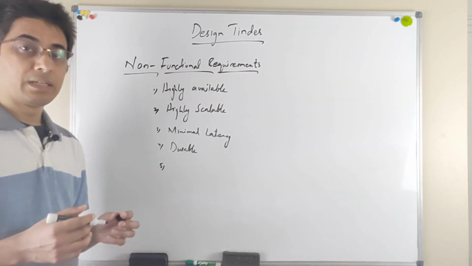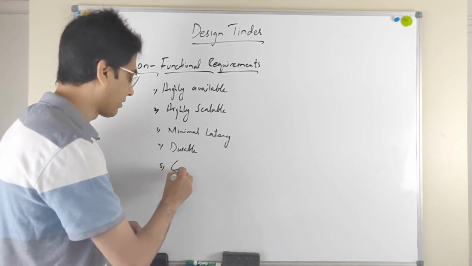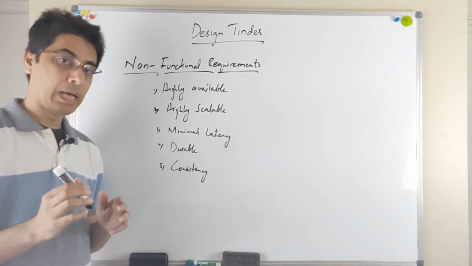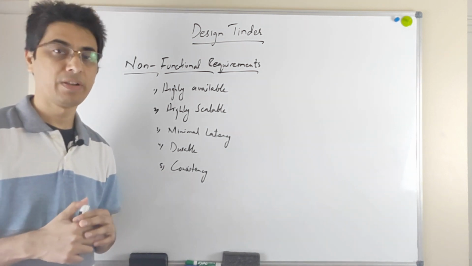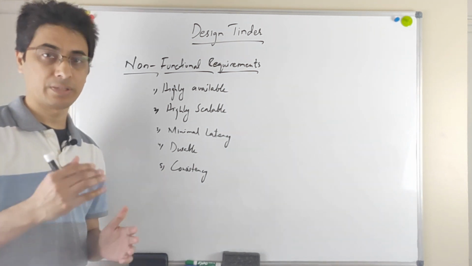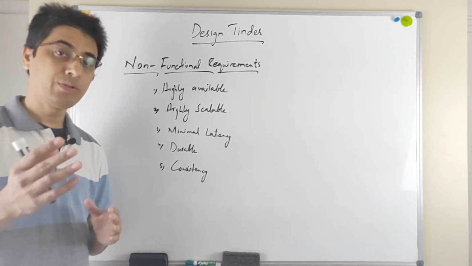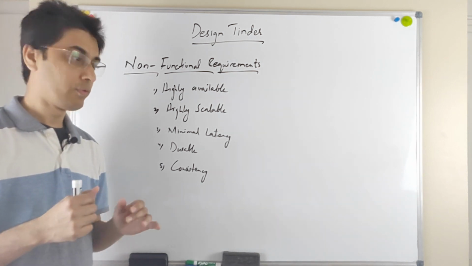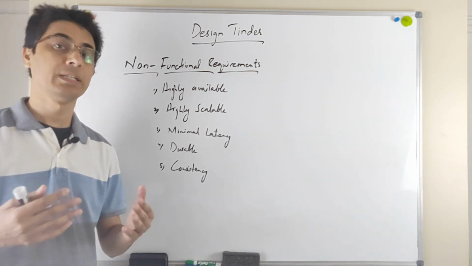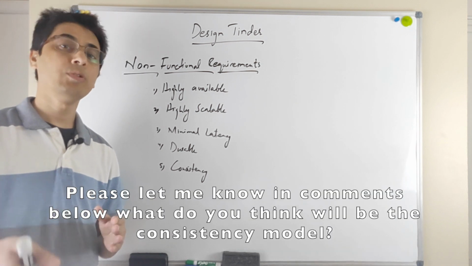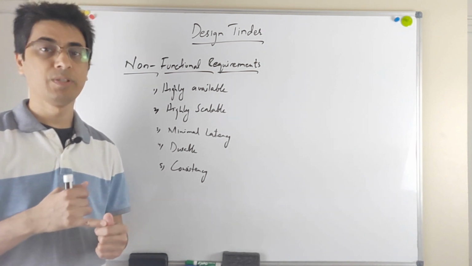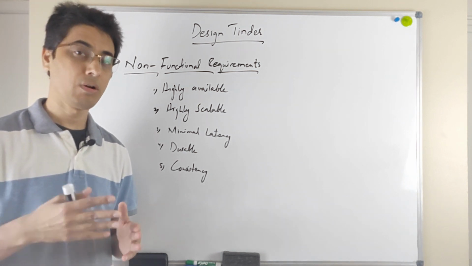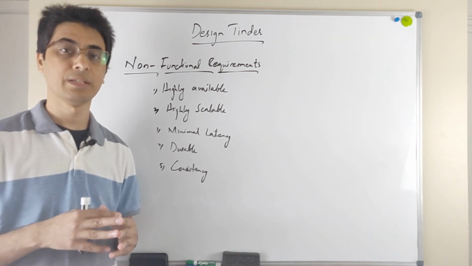The fifth non-functional requirement is about consistency. I'm not going to discuss right now what the consistency requirement would be, whether it will be eventual consistency or strong consistency. I will let you decide what you think. What would be the consistency model for the Tinder application? Please let me know in the comments below. What do you think? Will the Tinder application be using strong consistency or eventual consistency?